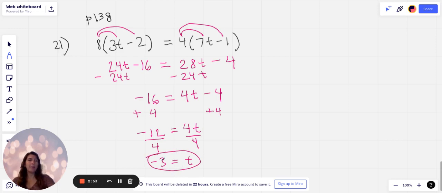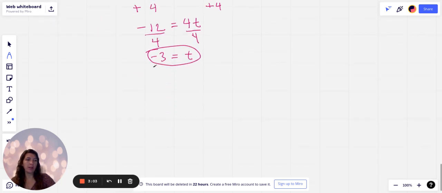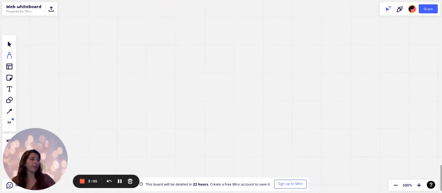Okay. I was going to do number 27, but I want to skip 27 for now. I'm going to go back to it. I'm going to do 29 and 31 because those are a little more challenging. 29 is a word problem. Let me pull it up.